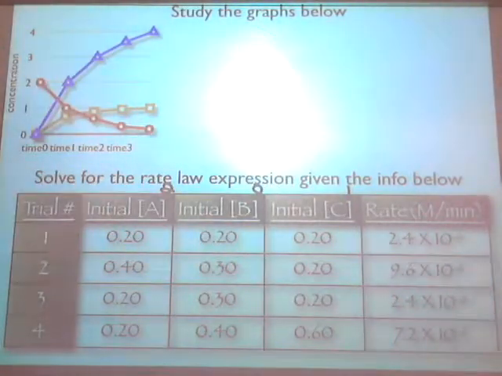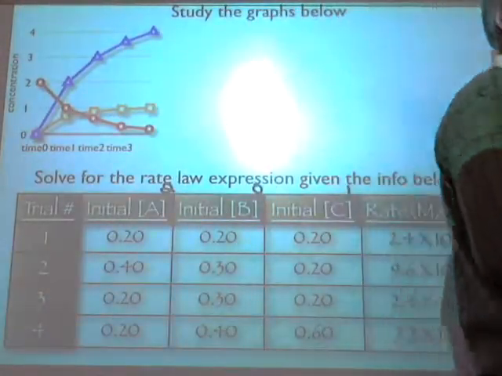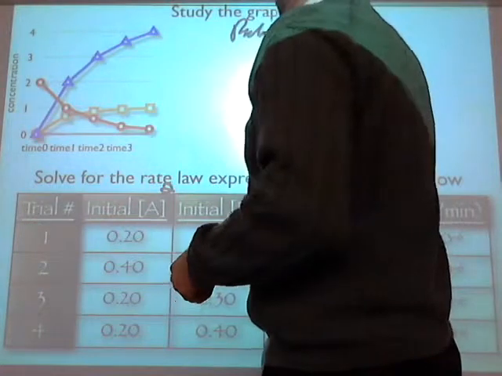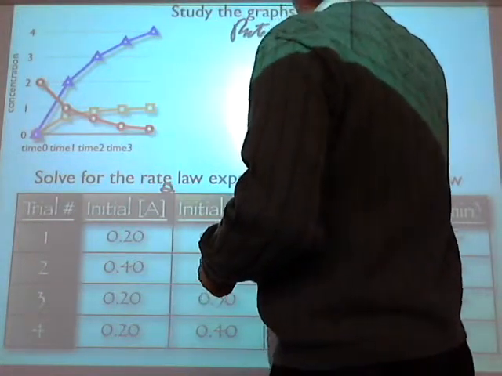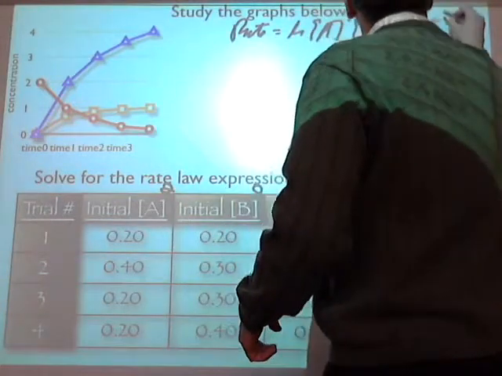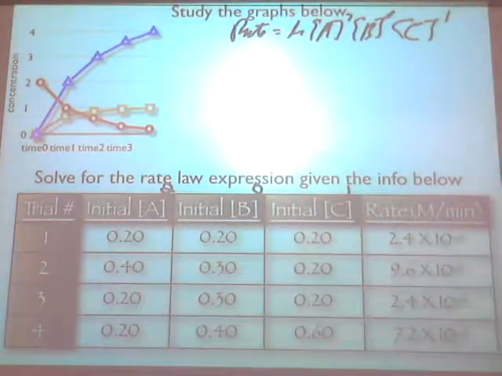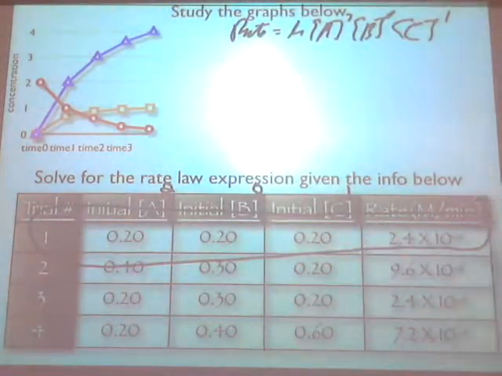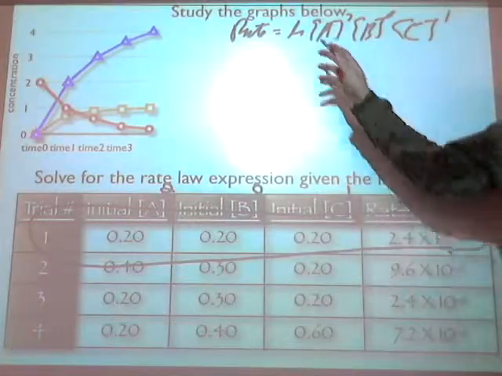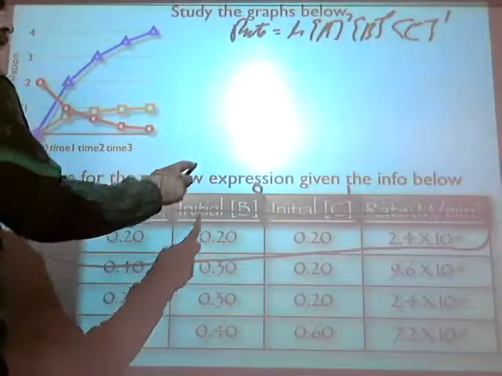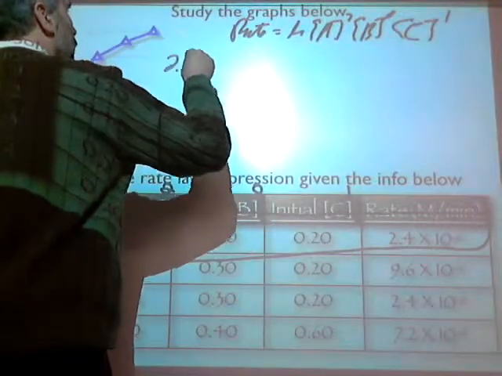I still have 1 step left to do. I also get people who will just not do this last step. So let's do that. Rate equals K, A to the second, B to the 0, C to the first. Now, you have to plug in not changes this time, but one trial, any one trial. So if we take that trial right there, what I would plug in was rate is 2.4 times 10 to the negative 6 molar per minute.